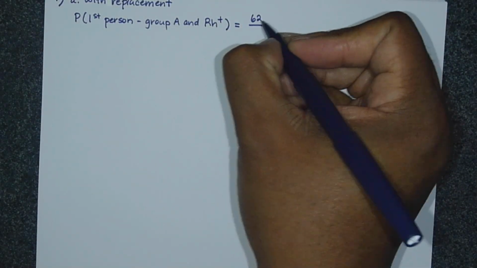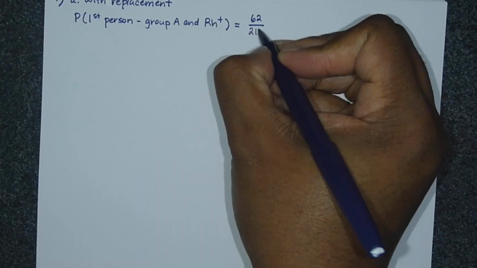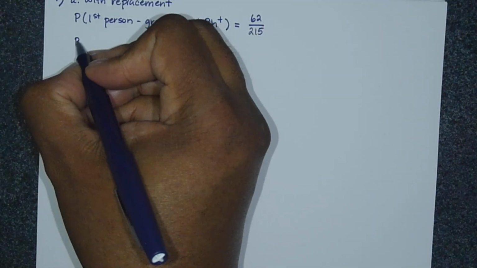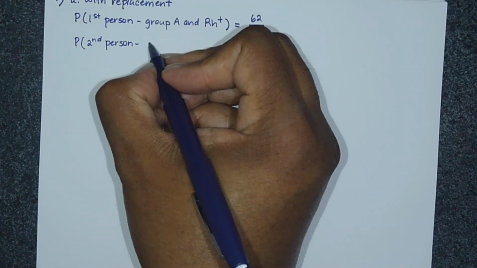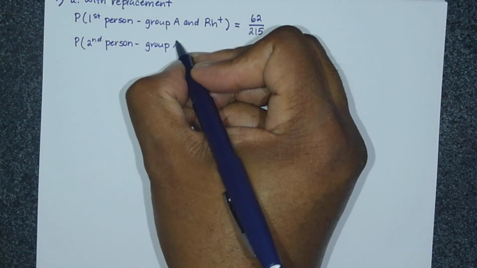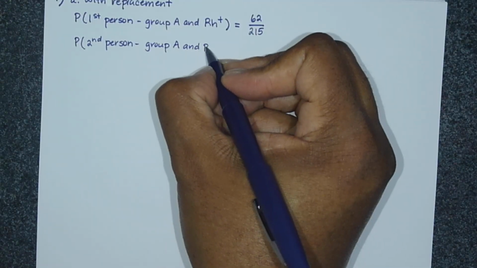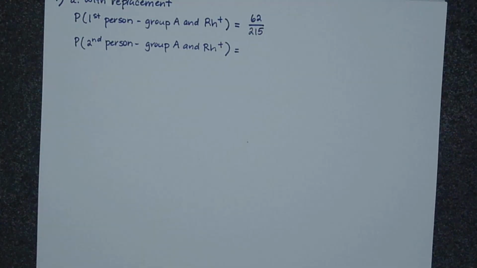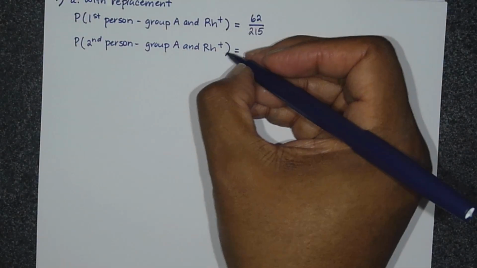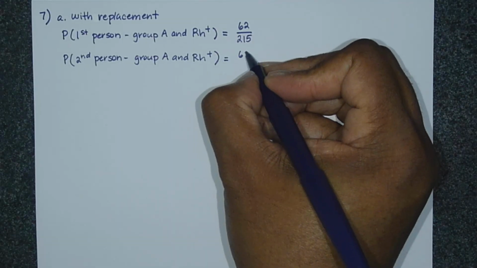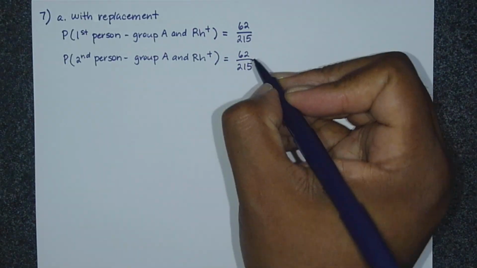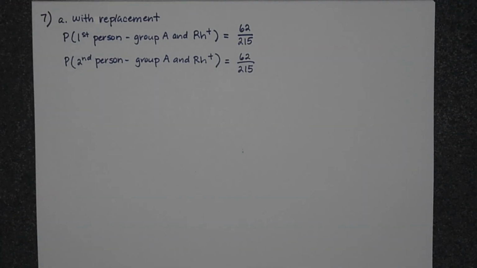So it'd be 62 out of 215. All right, and now the probability that the second person is from group A and has type RH plus. Now this is with replacement, meaning I select one, that person goes back in, and then I select the other one. What would that probability be? 61 out of 215? Not 61. It's still 62 out of 215. With replacement, it goes back in. I was thinking it's still without. Okay.